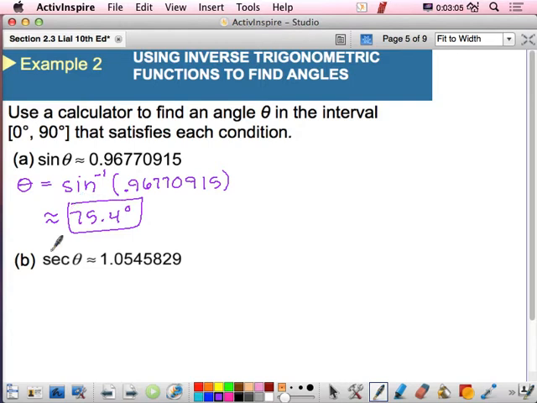Secant of theta we know is approximately 1.0545829, and I need to figure out a way to get my calculator to give me that angle. But I can't type in second secant. What you have to do is convert it. If secant is this, what is cosine? Cosine is approximately 1 over that, right? Yeah. So cosine is 1 over 1.0545829.